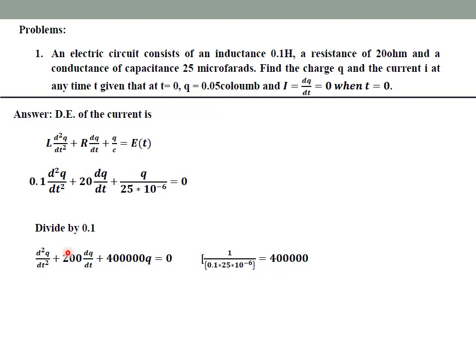Is it clear now? So this is a differential equation, right? So how to solve a differential equation? This is a normal differential equation and you know how to find the solution. So I am writing the auxiliary equation here: m square plus 200m plus 4 into 10 power 5 is equal to 0. So find the roots. I always suggest you go for a calculator.